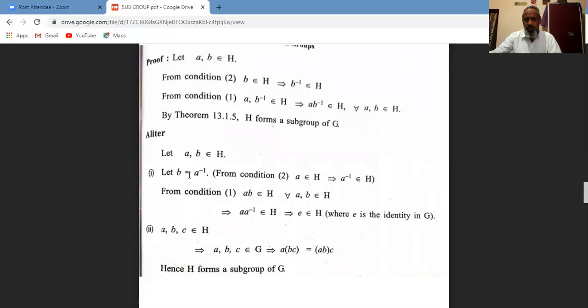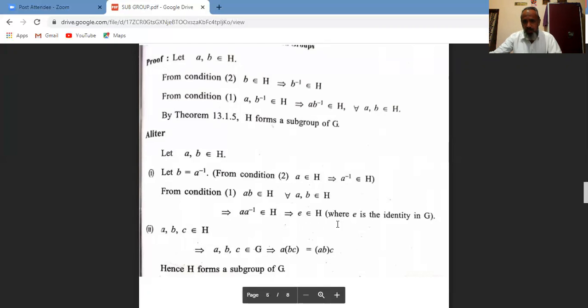H contains the identity element. AB belongs to H. If we take B equal to A inverse, then AB belongs to H implies A into A inverse belongs to H, E belongs to H. So E is the identity element in G, which is the same as the identity element in H. Now, to prove the associative property, we are taking three elements in H, A, B, C belong to H. H is a subset of G. So A, B, C belong to G, and G is a group. G satisfies the associative property: A into BC is equal to AB into C. So the associative property is satisfied in H.